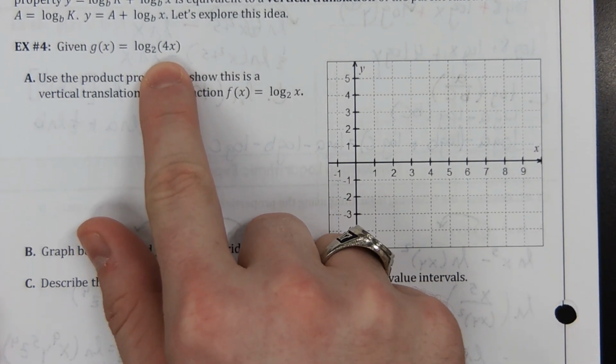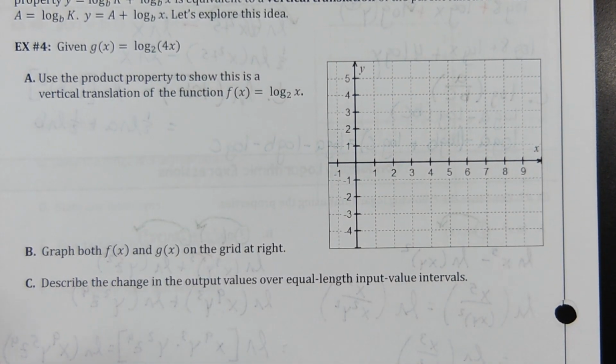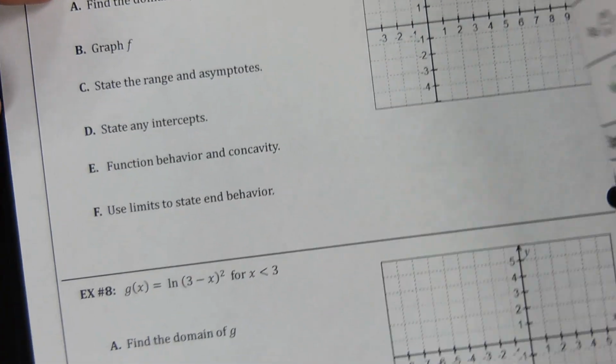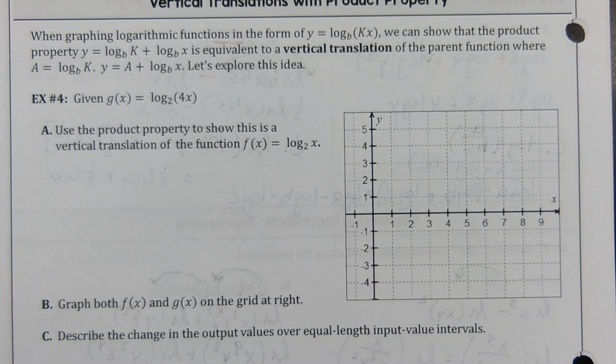Here, use the product property to show that it is a vertical translation of the parent log base 2 of x. Fine, easy peasy. The way we pull that off is, I'm going to find a color I haven't written a lot of yet. I haven't started a question in green. Let's do this one in green.